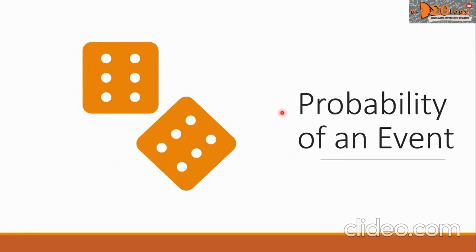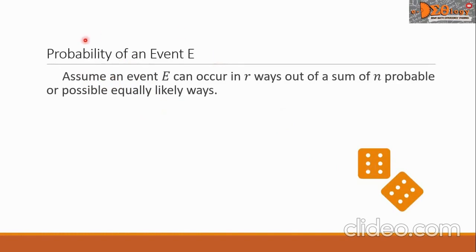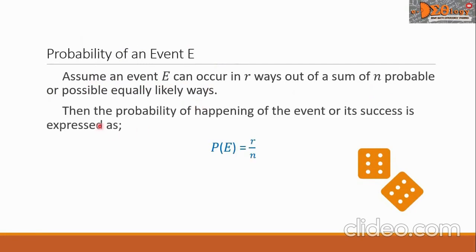Let us now study the probability of an event. In particular, we will have the probability of an event E. Assume that an event E can occur in r ways out of a sum of n possible, equally likely ways. Then the probability of happening of the event, or its success, is expressed as P of E equals the fraction r over n.